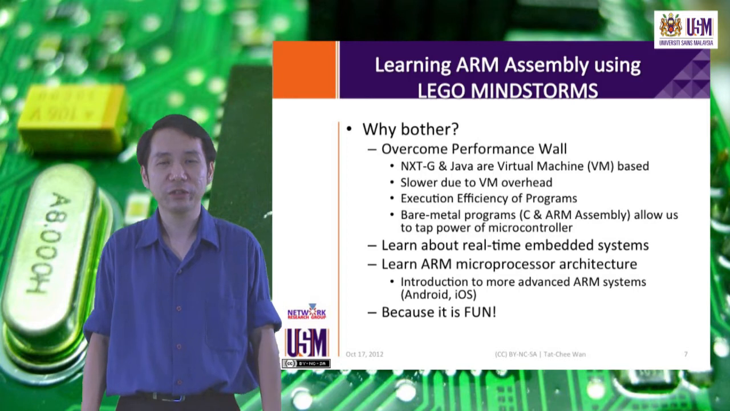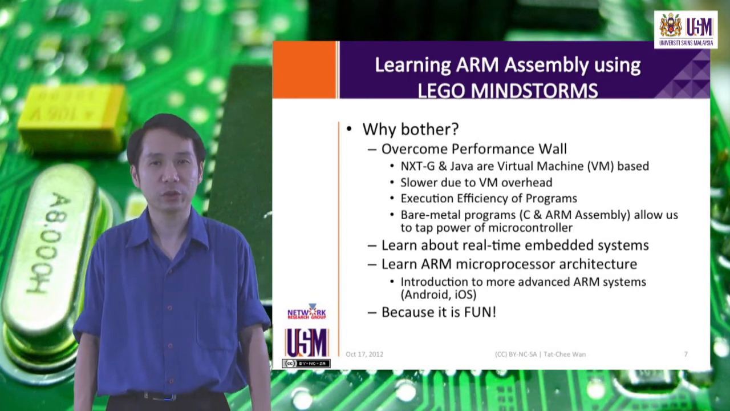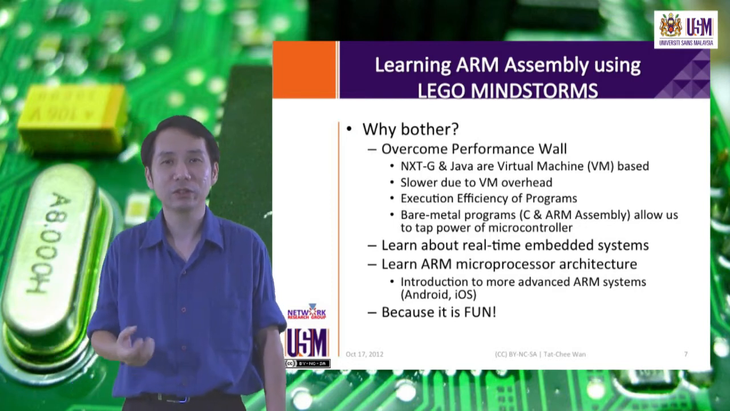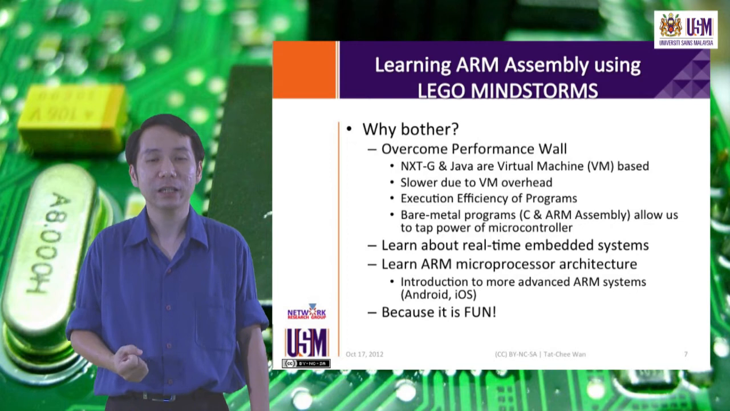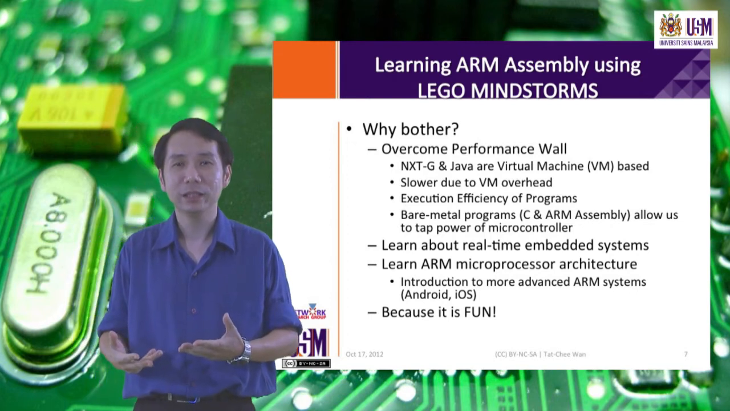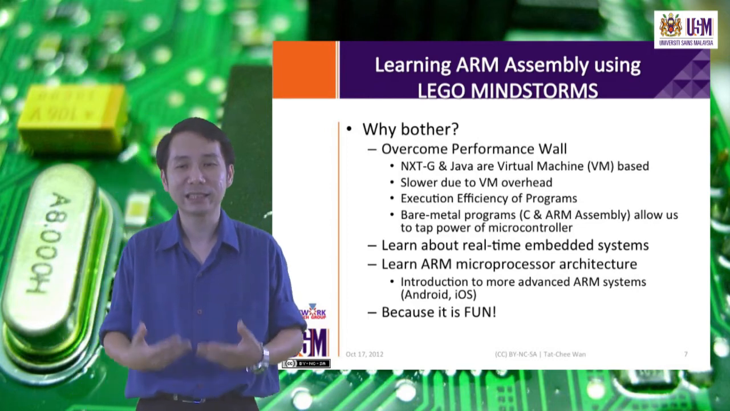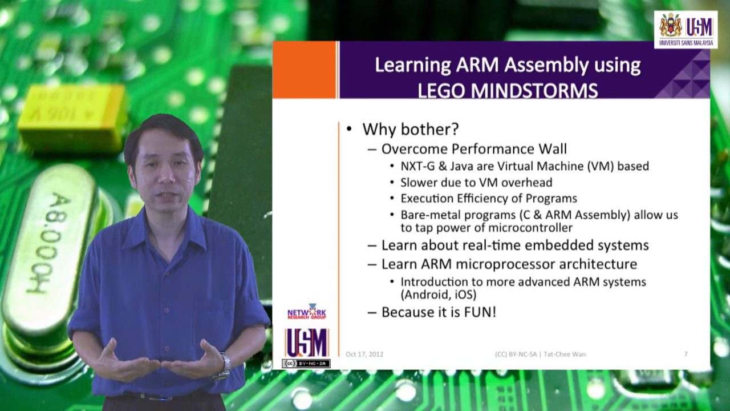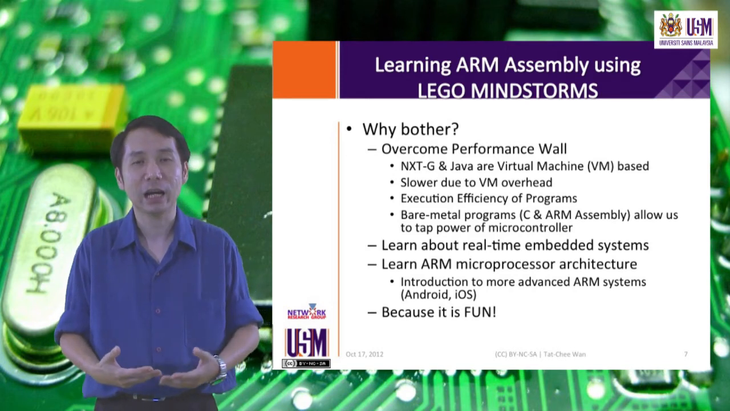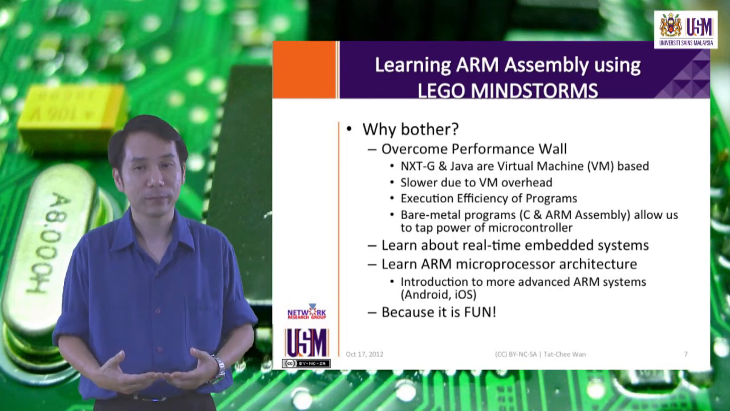Secondly, the execution efficiency of programs is highly dependent on the language that is used to program the system. A high-level language may allow the user to develop a program easily, but it causes overheads in terms of the execution speed. Now, bare metal programs, such as those written in C or ARM assembly, allow us to tap the power of the microcontroller directly because we can access the hardware and low-level components directly in our programs.